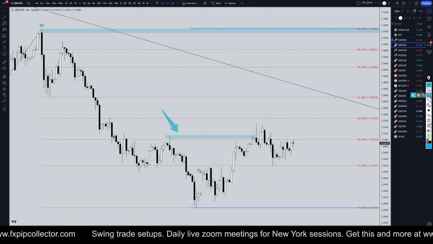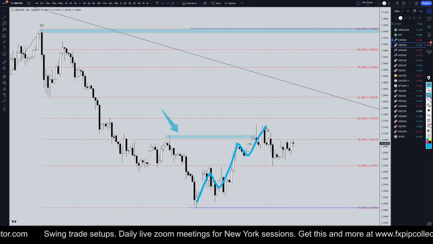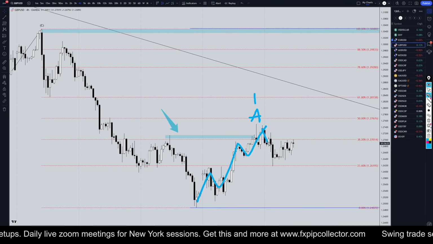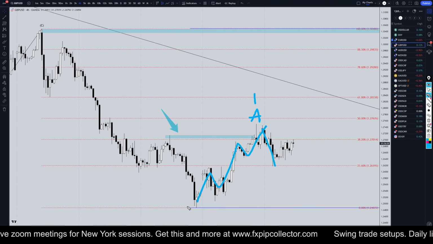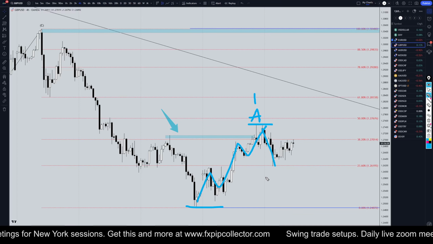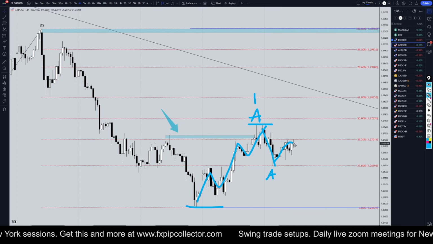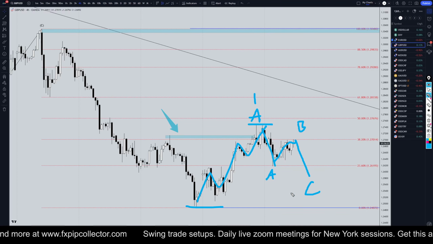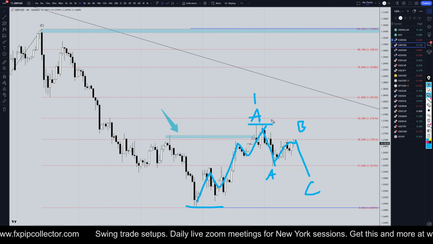On the 4 hour time frame, this move up right here definitely looks to me like a trend. Like I said, it's either an A or a 1. I think that this move down is actually part of a correction to this last move up right here, so this is likely a wave A. I think we're likely in a wave B, and we're more than likely going to go down for a wave C to make a more proper correction to this last move up.